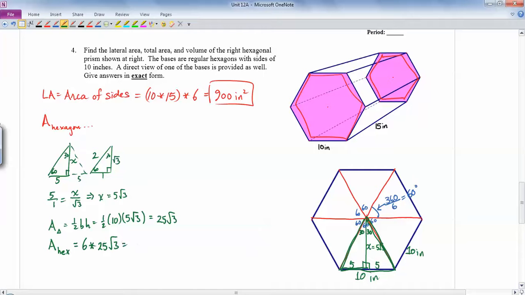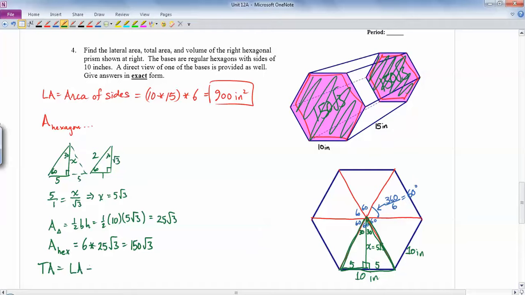So that'll be 6 quarters would be $1.50, so 150 root 3. So then that's the area of this face right here, 150 root 3. The area of the back face back here would be 150 root 3. So then if I add that to the area of the sides, which was 900, the total area is going to be, first I'll write it like this, the lateral area plus the area of the bases.